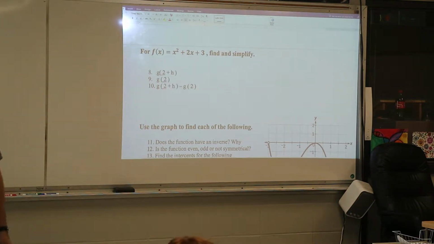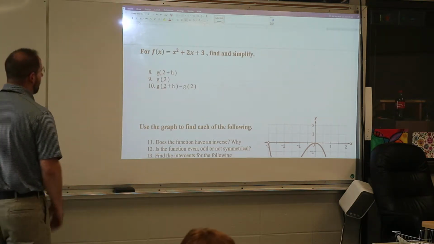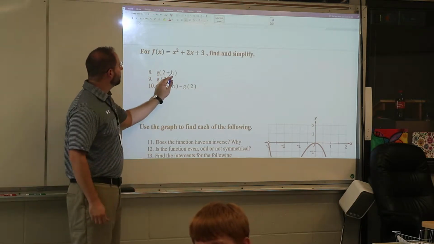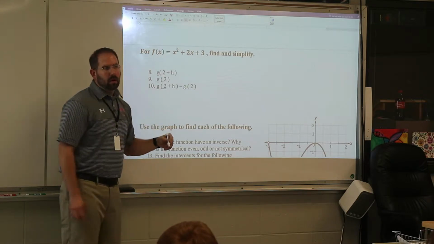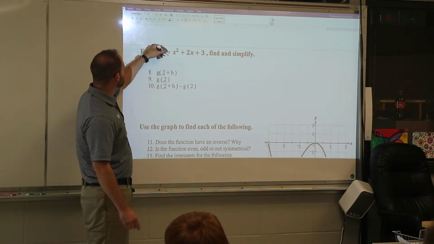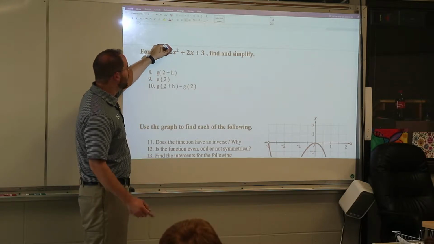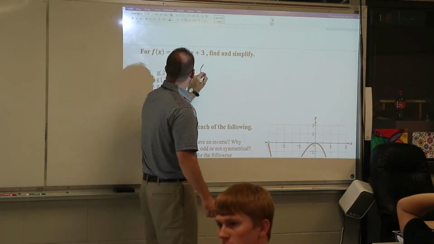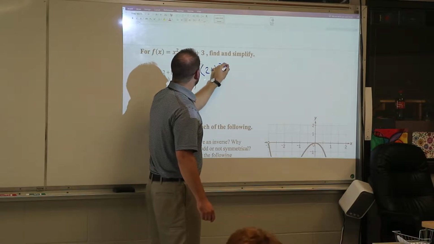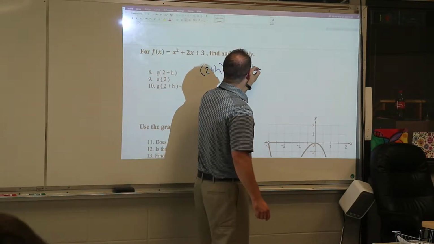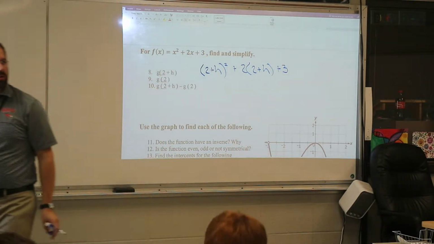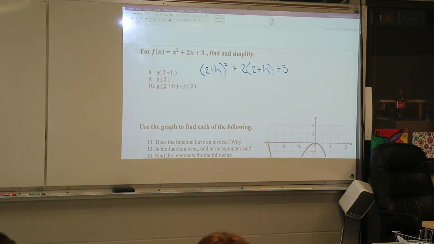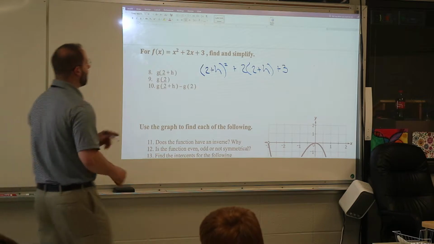So first one here, number 8, I guess today, is to plug in the 2 plus h into this. This is my function, and we're going to plug it in. So we're going to rename this. We're going to plug the 2 plus h in. So here's what we have: 2 plus h squared plus 2 plus h plus 3. The function you're going to be plugging into will be provided to you, and what they want you to plug in and simplify is there. So I'm doing part 1 here. This is problem number 8.